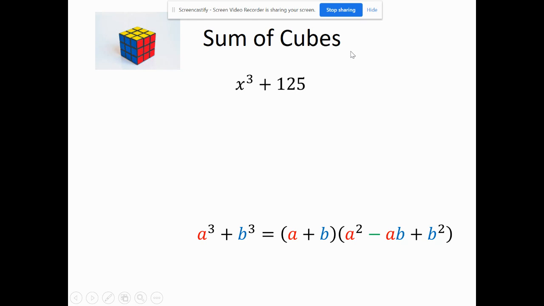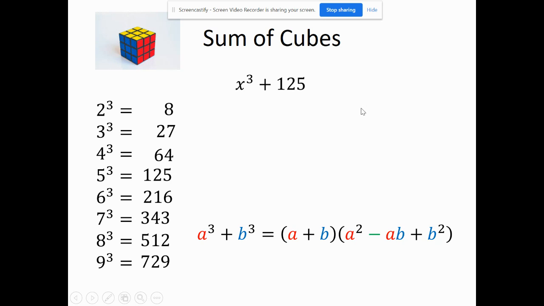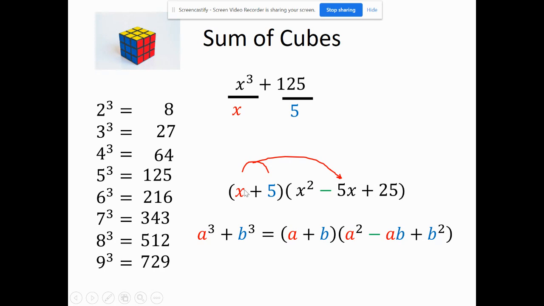Here's another one. Let's try it. What's the cube root of x cubed? It would just be an x. The cube root of 125 would be 5. So I know that I have an x plus 5. And then I also know that I'm going to come over here and I can square these, or take the x cubed divided by x and the 125 divided by 5. And then what's x times 5 times negative 1? Negative 5x. There's my little negative 1.